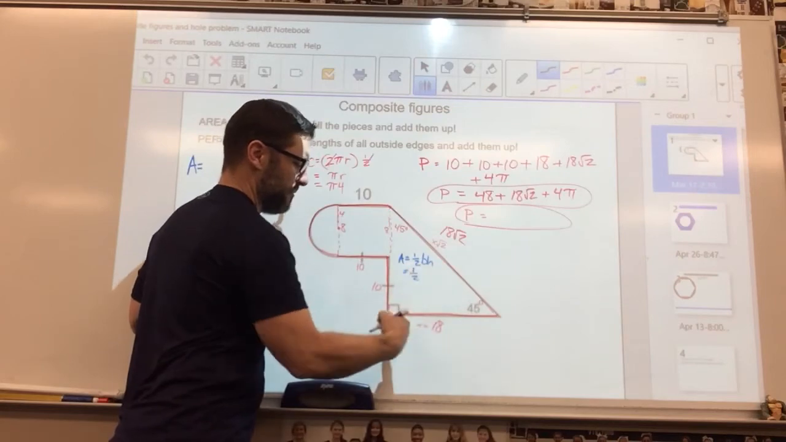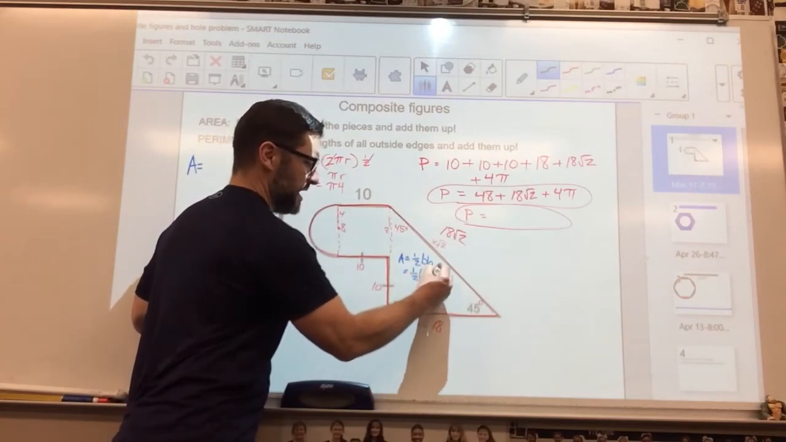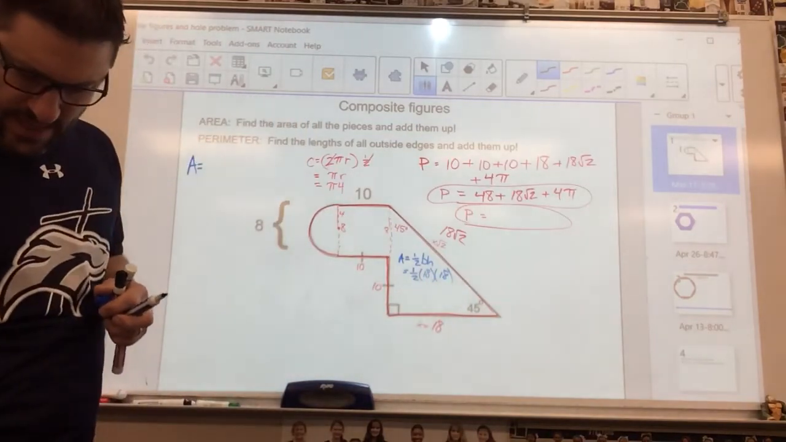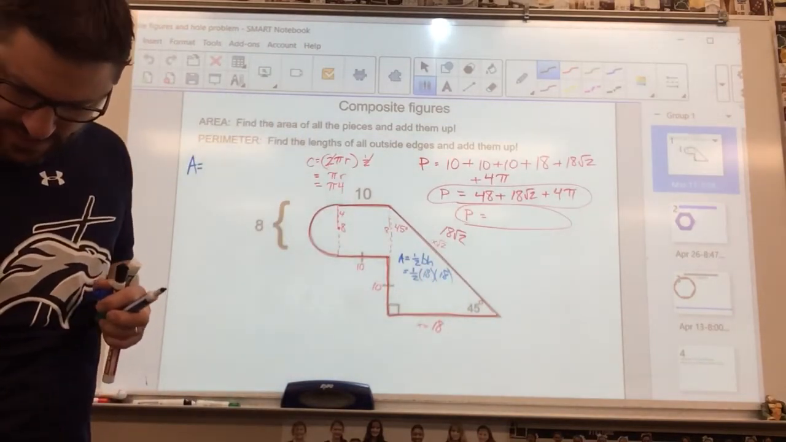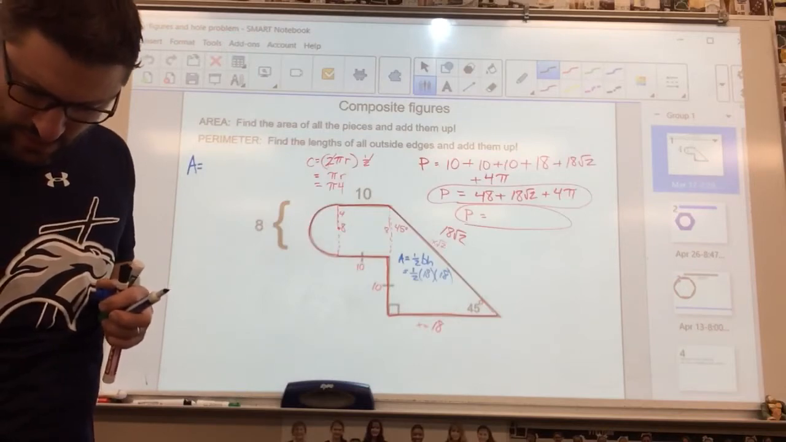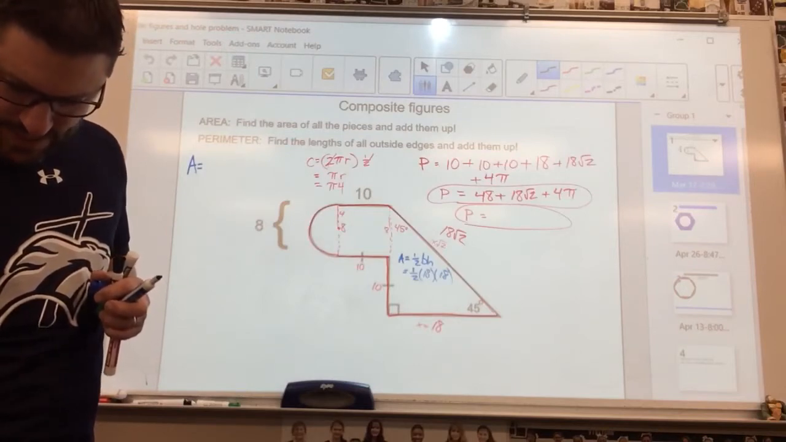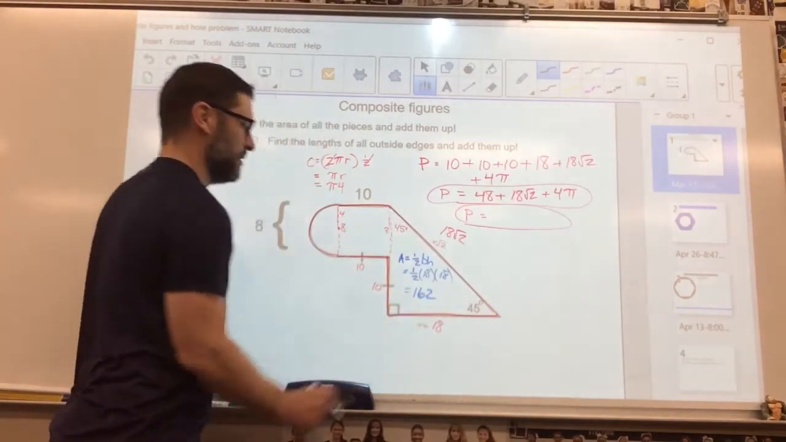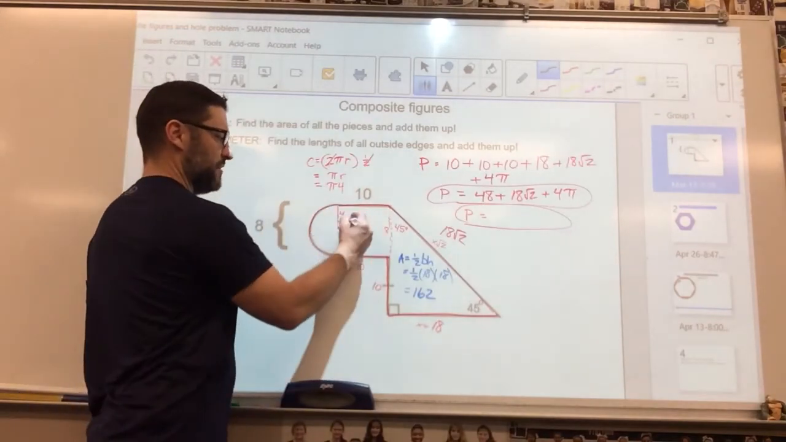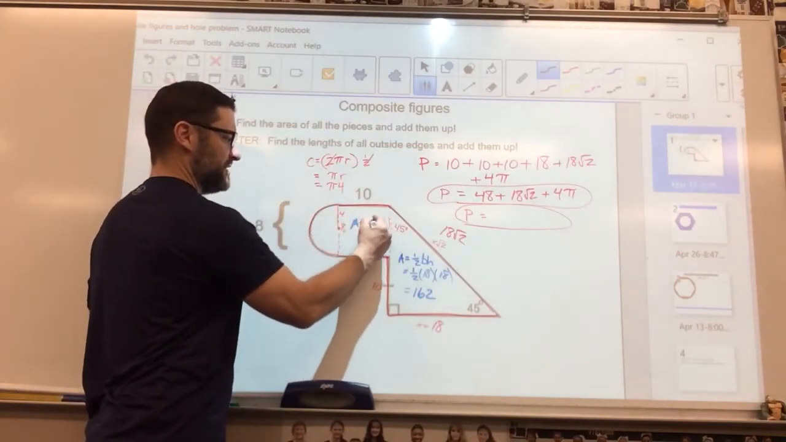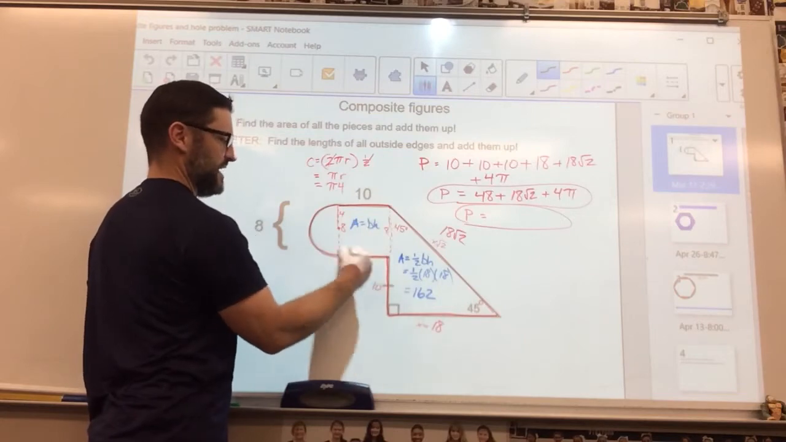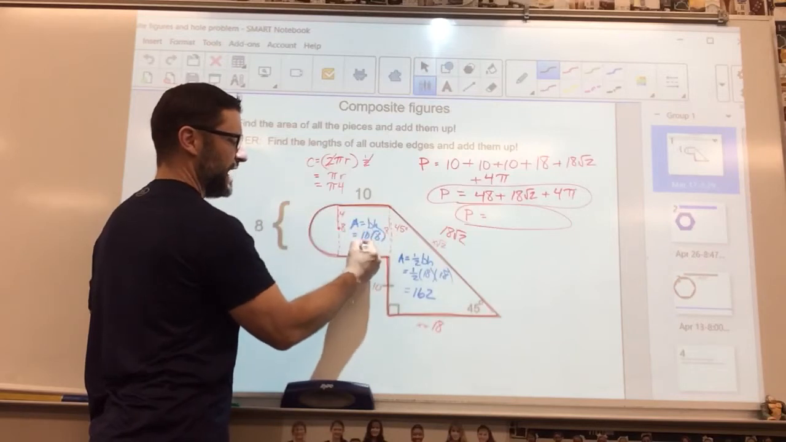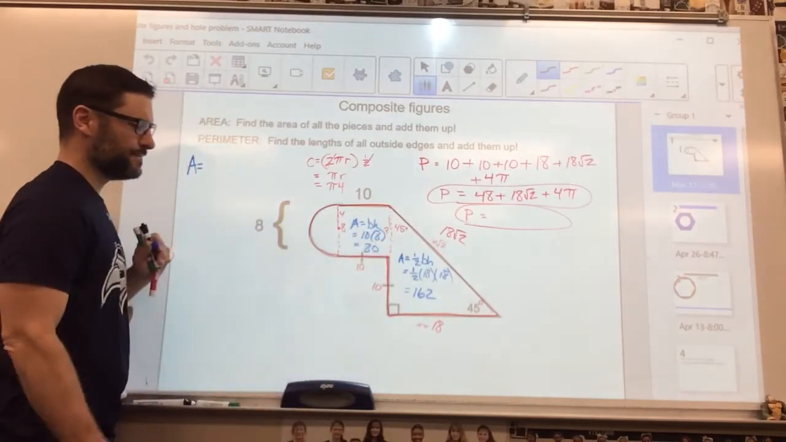I take 1/2, the base is 18, and the height is also 18. And just to make sure I get it right, I think it's half of 324 is 18 times 18. But I'm going to go ahead and use a calculator. 1/2 of 18 times 18. I got 162 for this region. For this rectangular region, my area is base times height, and my base is 10 and my height is 8. So I'll take 10 times 8. I don't need a half, but that's 80.